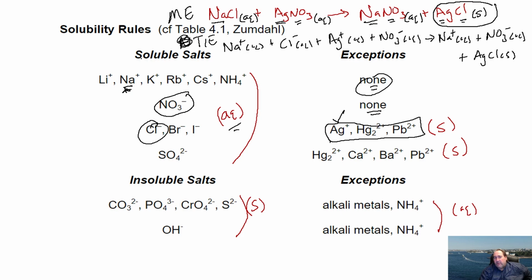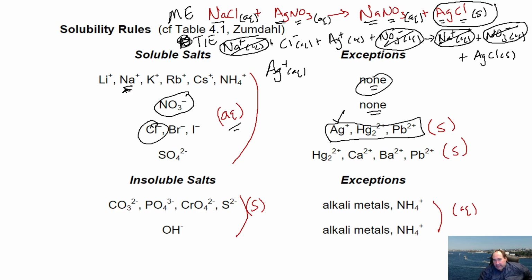This would be our total ionic equation. Looking for spectator ions, we have a sodium on the left to match a sodium on the right. We also have a nitrate on the left to match the nitrate on the right. Those are our spectator ions, which we could cancel out. And that would leave us the net ionic equation, which is really what is happening in this reaction.